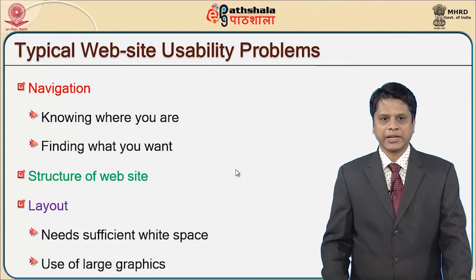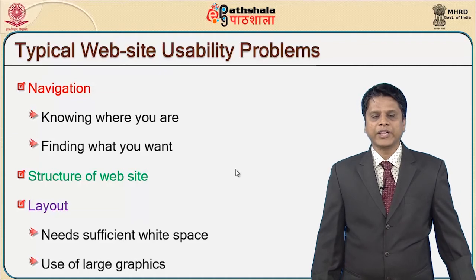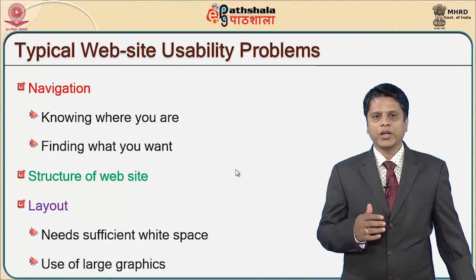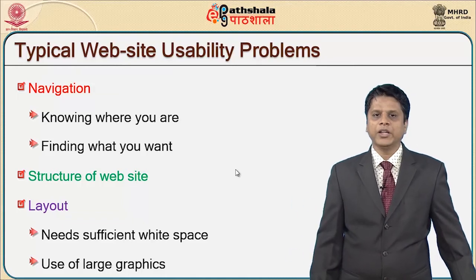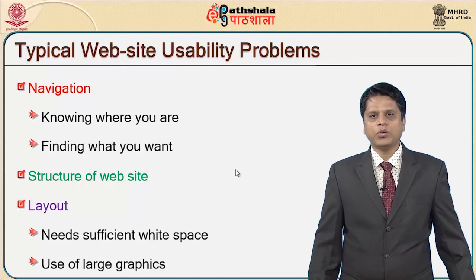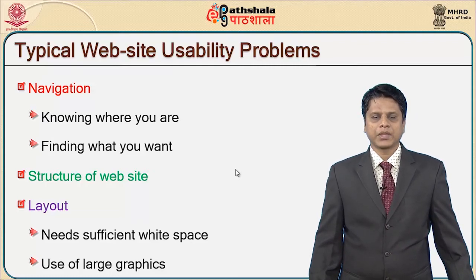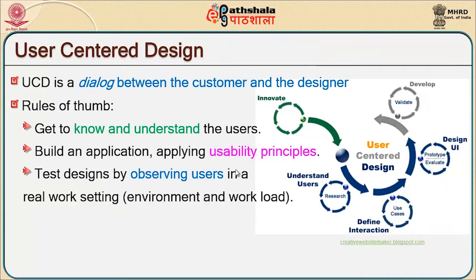So this is a typical case that we have taken. Typical website usability problems include navigation. That means knowing where you are and what you wanted to find, finding what you want. And at times we may not be able to find out the structure of the website, and most probably the layout of the website also. This needs sufficient white space and use of larger graphics. So this has preliminarily given us a reason for getting into user-centered design.